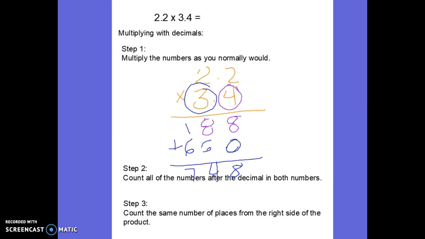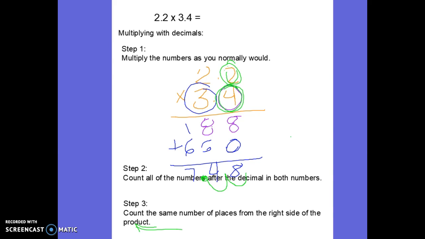Step 2 says we're going to count all the numbers after the decimal in both numbers. So I have 1 here, and I have 1 here, which is 2 total. Step number 3 says I'm going to count from the right side of the product to put my decimal in. So I'm going to start here. I'm going to go 1, 2. So this is where my decimal is now. And remember that the product is your answer to a multiplication problem.